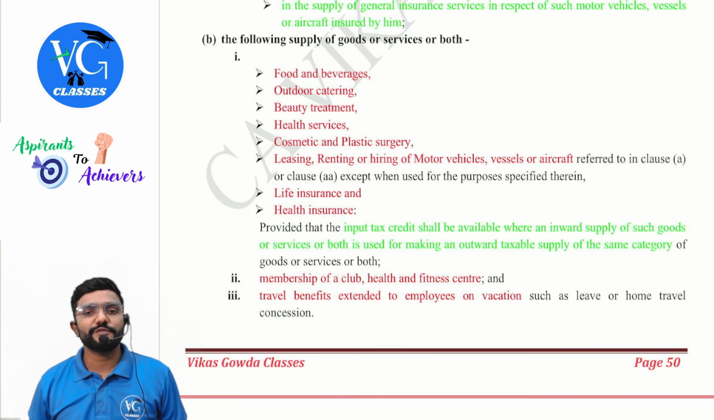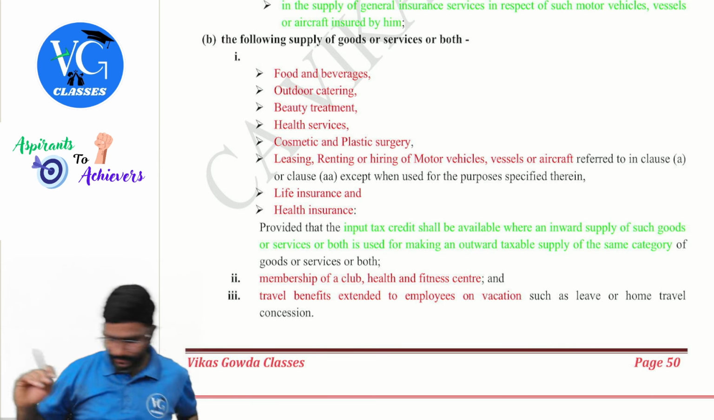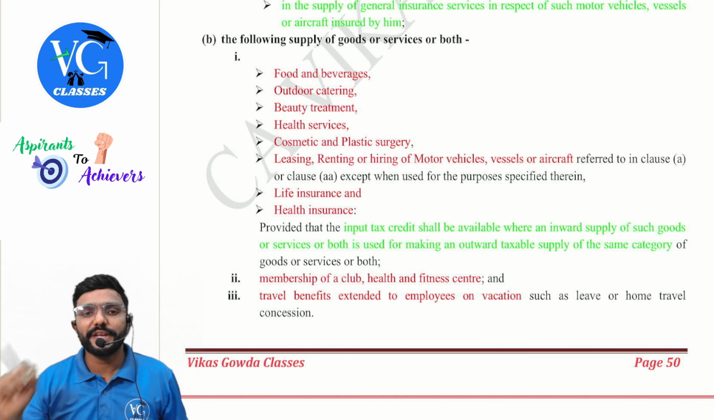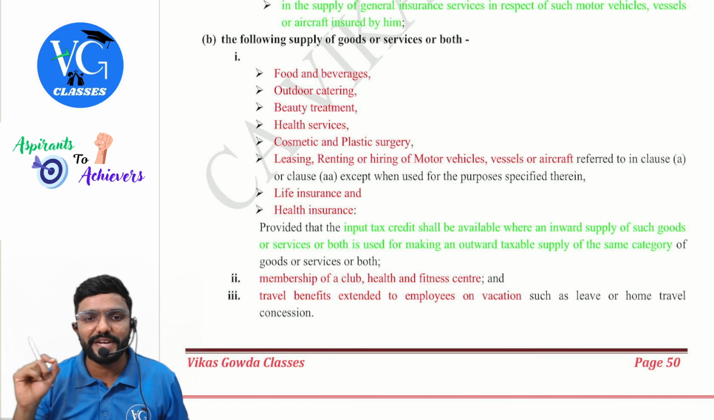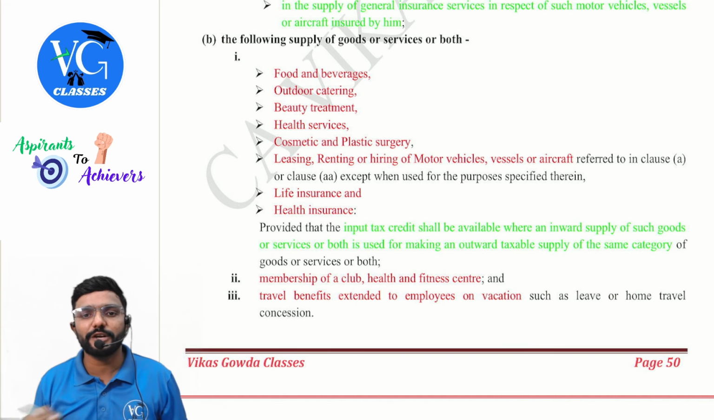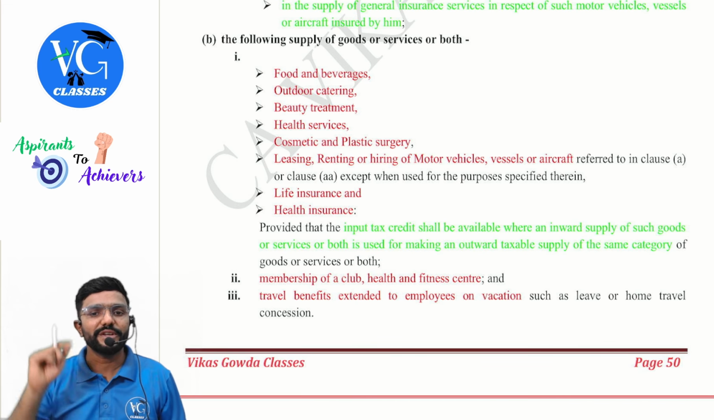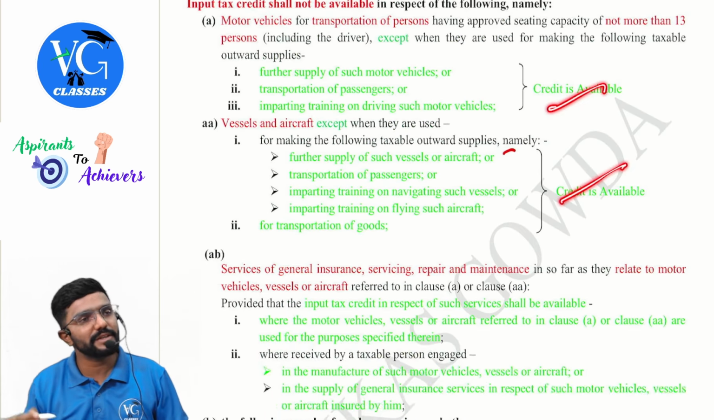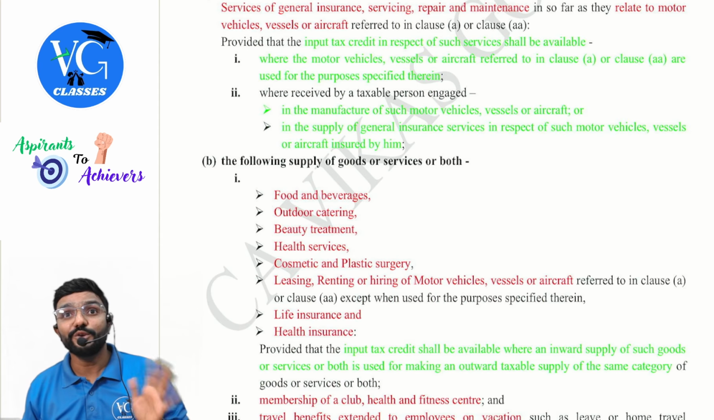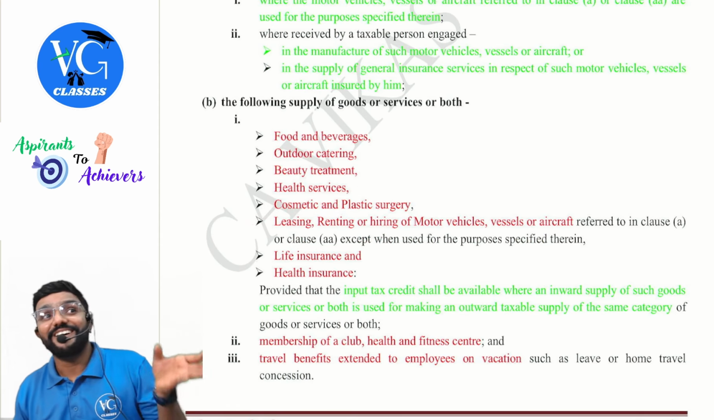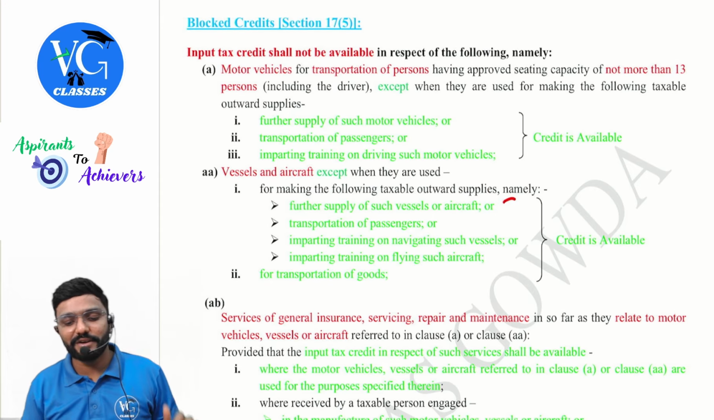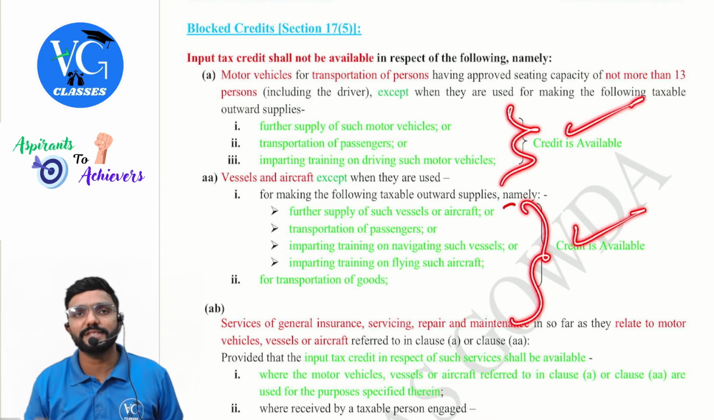The following supply of goods or services or both: food and beverages, outdoor catering, beauty treatment, health services, cosmetic and plastic surgery, leasing, renting or hiring of motor vehicles, vessels or aircraft referred to in clause A or AA, which we already saw, except when they are used for the purposes specified therein. Means, if you are using it for this purpose, yes, credit is allowed. No, you don't own the vehicle, you have taken it on rent. On that rent you have paid GST. Can you claim credit? No, credit is not allowed. But if the vehicle which you have taken on rent, if you are using it for these purposes, credit is allowed. Yes, allowed.